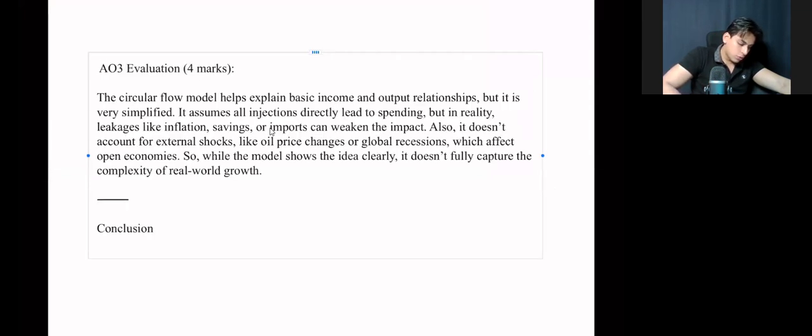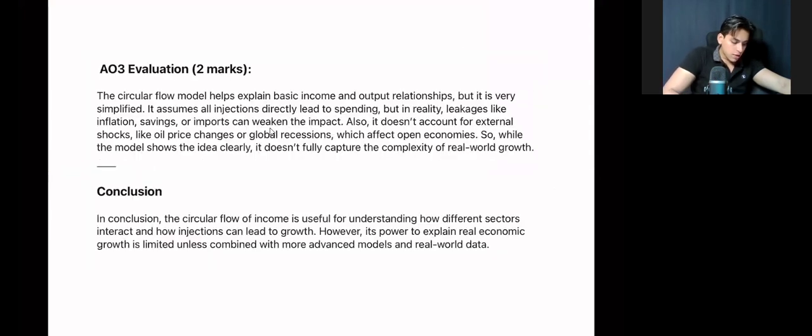It's of 2 marks, not 4 marks, 2 marks. A circular flow model helps explain basic income and output relationships, but it is very simplified because it assumes that all injections directly lead to spending, but in reality, leakages like inflation, saving, or imports can weaken the impact. Also, it doesn't account for external shocks like oil price changes or a global recession, which affect open economies. So, while the model shows the idea clearly, it doesn't fully capture the complexities of real world growth.